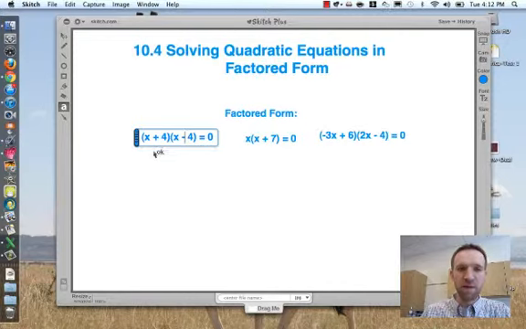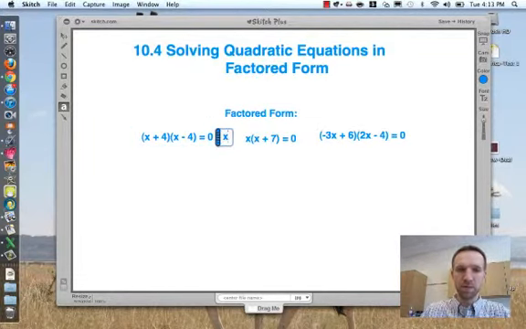Alright, so now that we've learned about factored form and how to solve them, let me do three more quick examples for you just so you get a quick idea of how we can solve these problems. Alright, so this is the first one, x plus 4 times x minus 4 equals 0. To solve it, I'm going to set each of the binomials equal to 0.